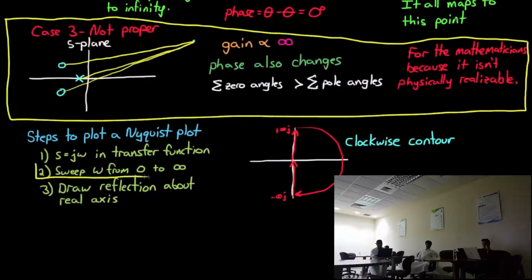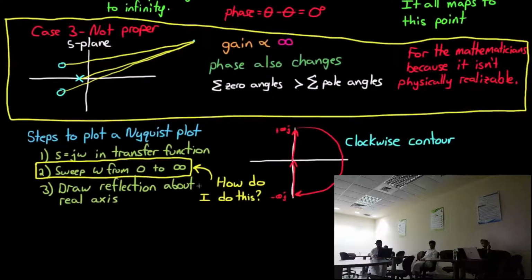I know what you're thinking. I've been rambling on for 8 minutes and I haven't actually told you anything about how to plot. All I've done is explain why we only need to worry about plotting the positive j omega section of the Nyquist contour rather than the whole thing. But how do we estimate the plot after we replace s by j omega?